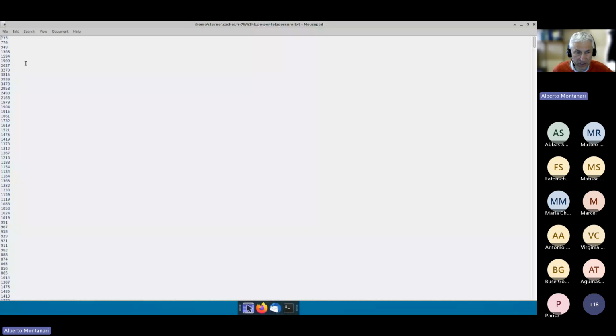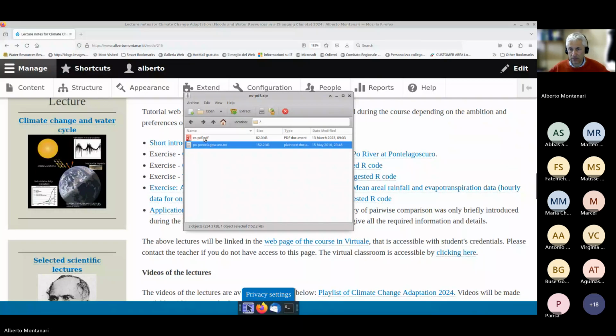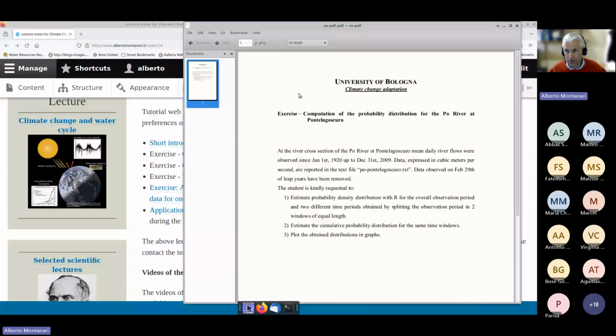Just numbers. This is river flow of the Po River. I will tell you in a moment what river flow is, okay? Just numbers at Ponte Lagoscuro. And here there is a text. Let's read it, okay?